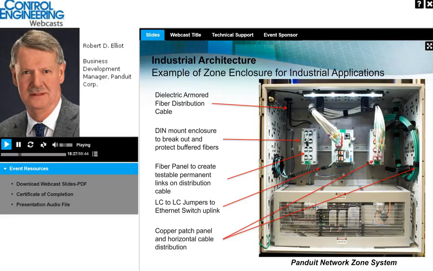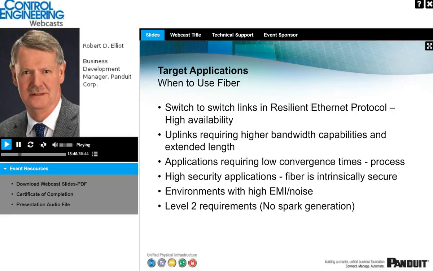The fiber is then fed through fiber patch cords to the switch, and you can see the white cables are copper cables that are then taken out to a DIN rail patch solution on the right-hand side, and then horizontal copper cables are taken out from that.